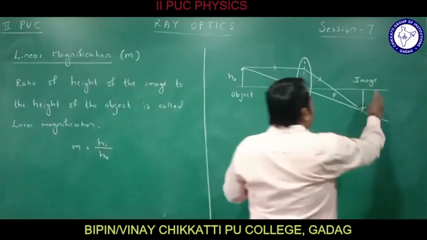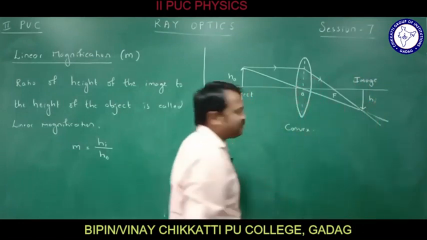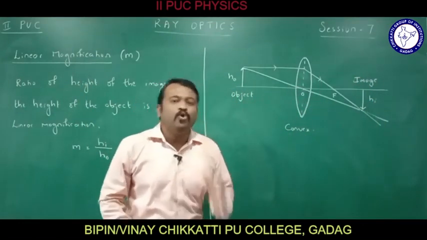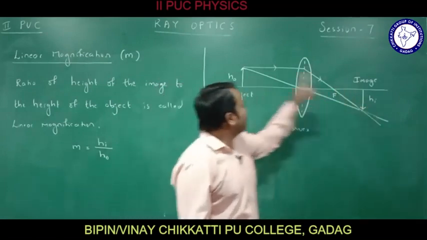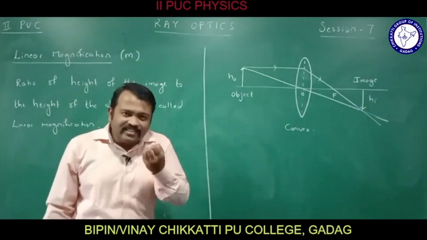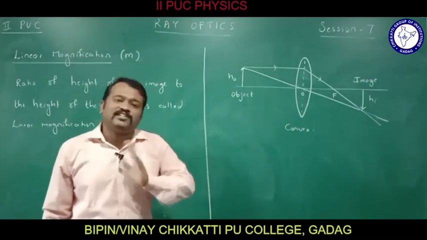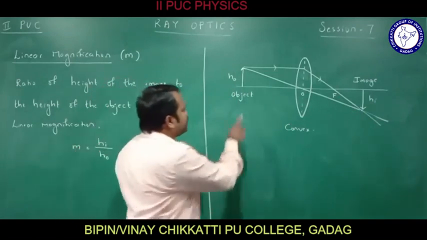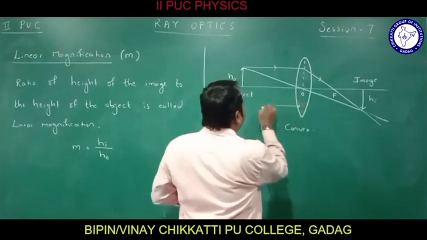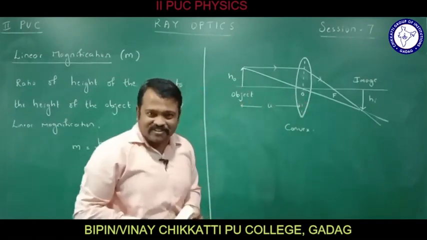What is the height of the image? Let me take it as hi. What is linear magnification? hi divided by ho, height of the image divided by height of the object. But I want to find the linear magnification in terms of object distance and image distance. Here it is the object, here it is the optic center. What is the object distance? Shall I take it as u? u is the object distance.